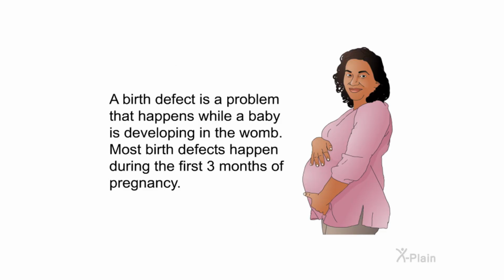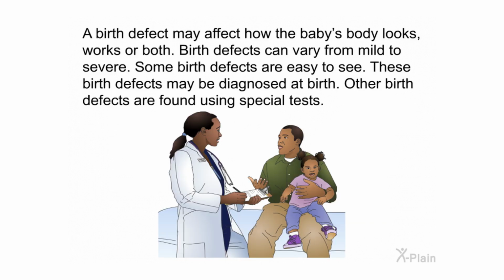Summary. A birth defect is a problem that happens while a baby is developing in the womb. Most birth defects happen during the first 3 months of pregnancy. A birth defect may affect how the baby's body looks, works, or both. Birth defects can vary from mild to severe.